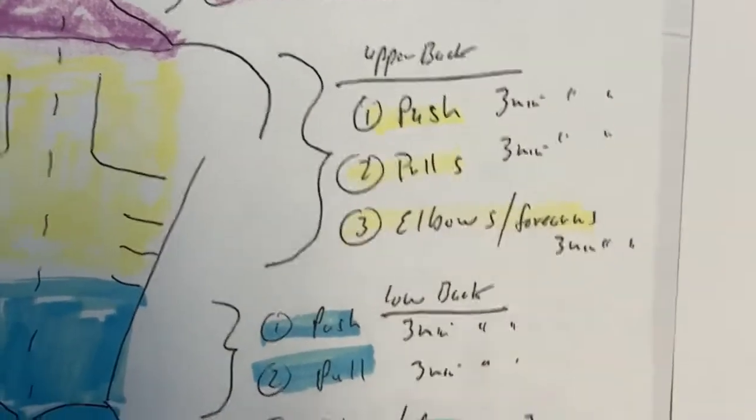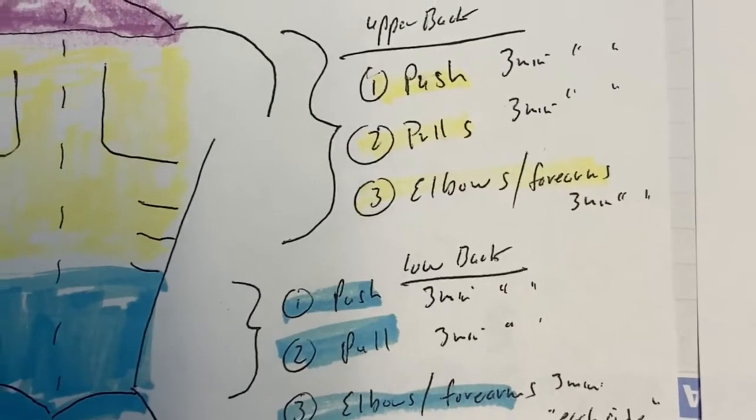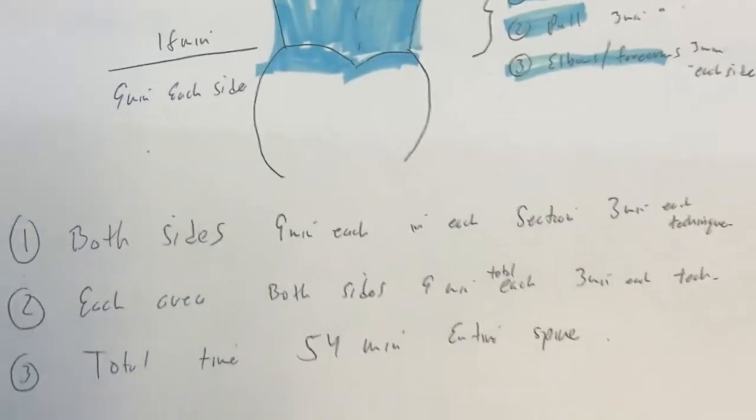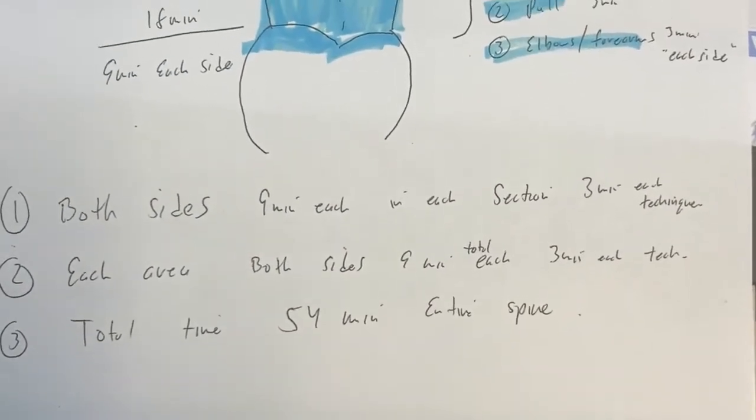So you've got to make sure you watch the time, and as you practice and get better and better, you'll get the time down on how much you're going to spend with each technique. Both sides, each area, total time, 54 minutes.